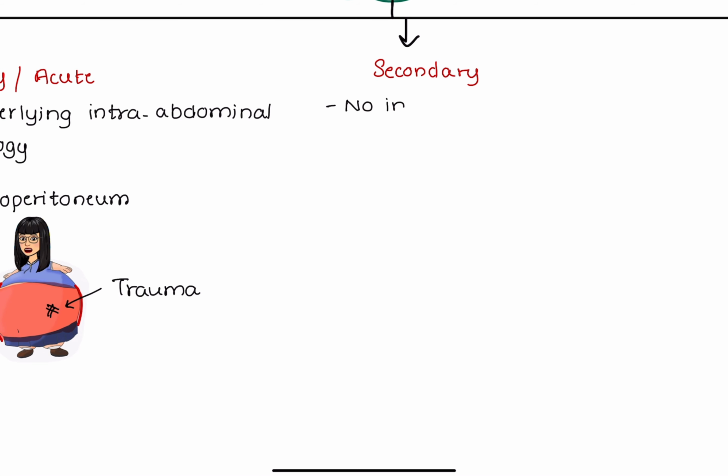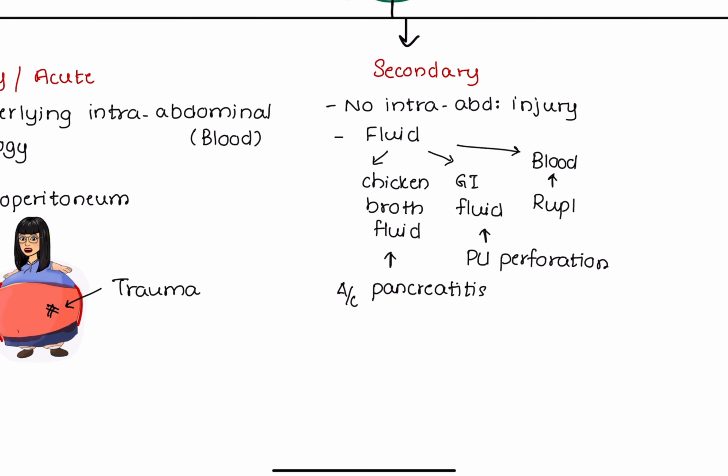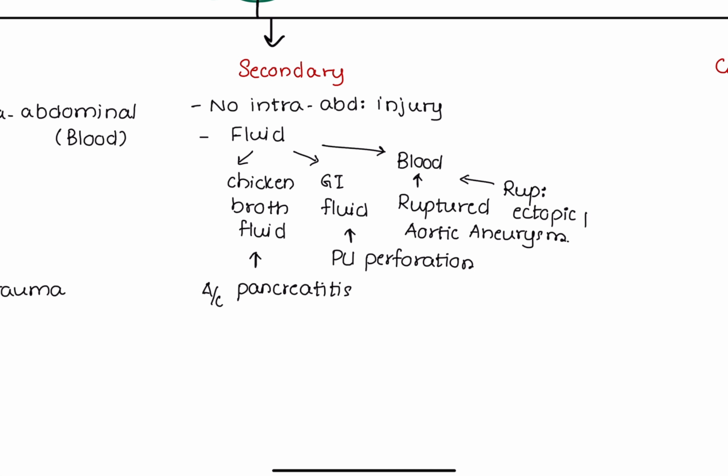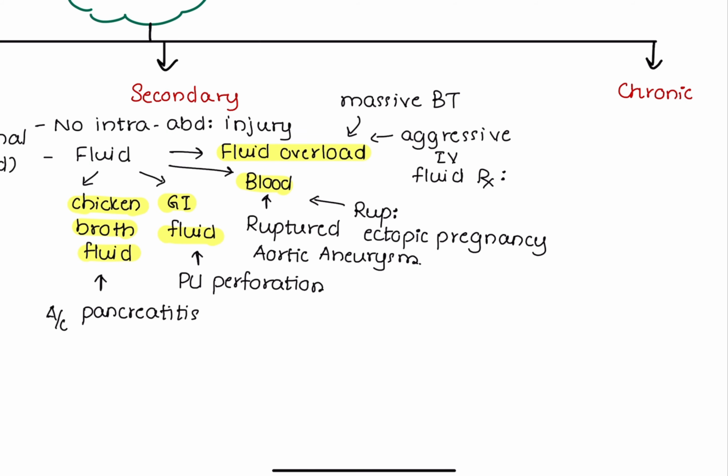Secondary abdominal compartment syndrome occurs in patients who have not experienced any intra-abdominal injury. Collection of any fluid like ascites in acute pancreatitis, leakage of gut contents in perforated peptic ulcer, ruptured aortic aneurysm, ruptured ectopic pregnancy, fluid overload after massive blood transfusion, or aggressive fluid replacement may contribute to secondary abdominal compartment syndrome.